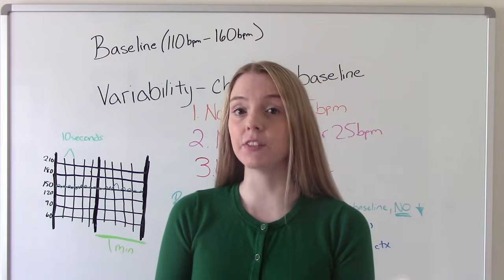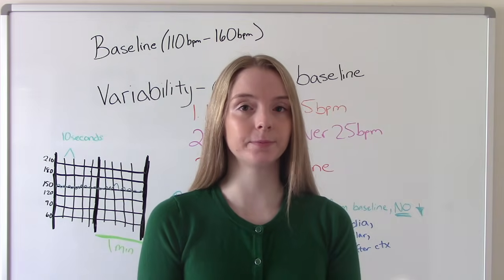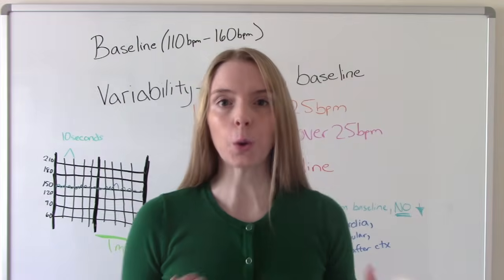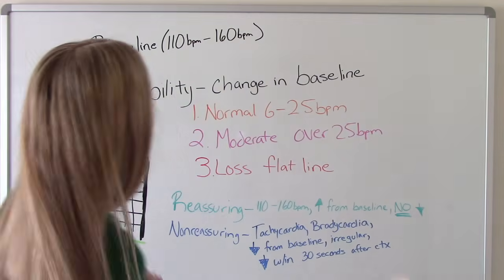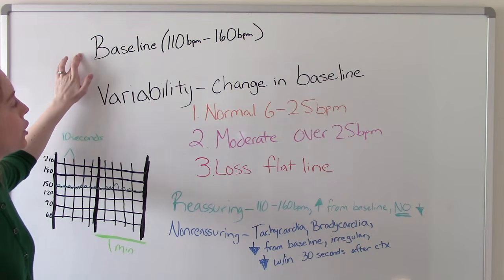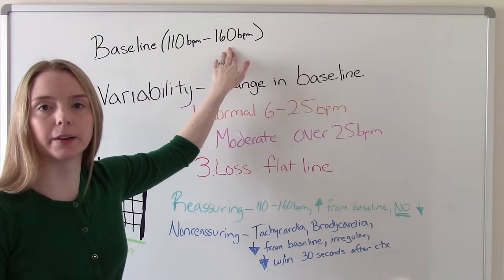In today's video, we're going to be discussing how to read a fetal heart rate monitor. So let's jump into it. The first things we need to know are the normal things. So the baseline. Baby's baseline fetal heart rate should be between 110 and 160 beats per minute.